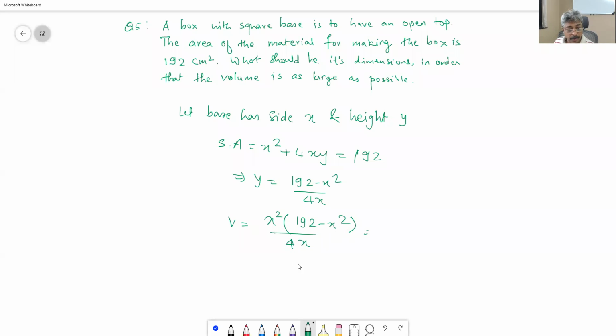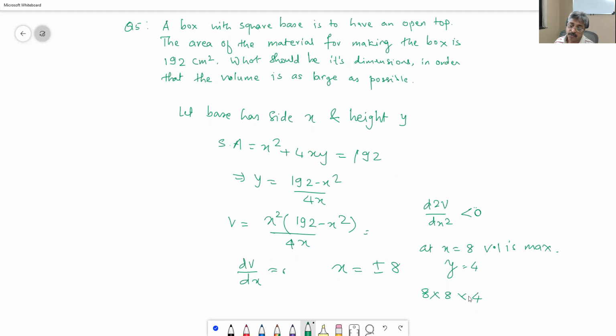When you simplify this and find dv by dx equated to 0, it gives you x is equal to plus or minus 8. Of course, minus 8 is not acceptable. You can cross check d2v by dx square. It is less than 0. Therefore, this volume is maximum at x is equal to 8. And y comes out to be 4, so the dimension of the box is 8 by 8 by 4.